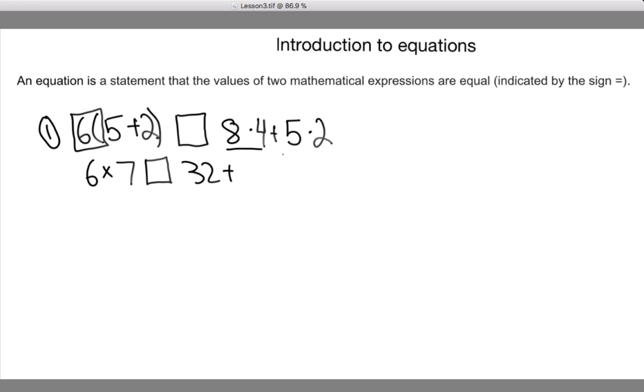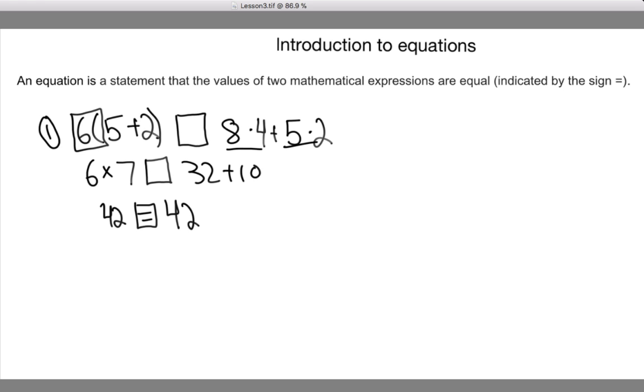Let's solve this in the same step. 5 times 2 is 10. Once we solve these both at the same time, 6 times 7 is 42, and 32 plus 10 is also 42. So now when we look at this, 42 is equal to 42. This is indeed an equation since they are both equal to each other.